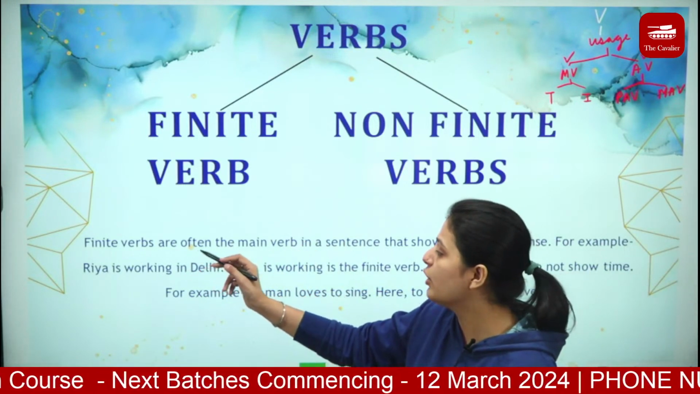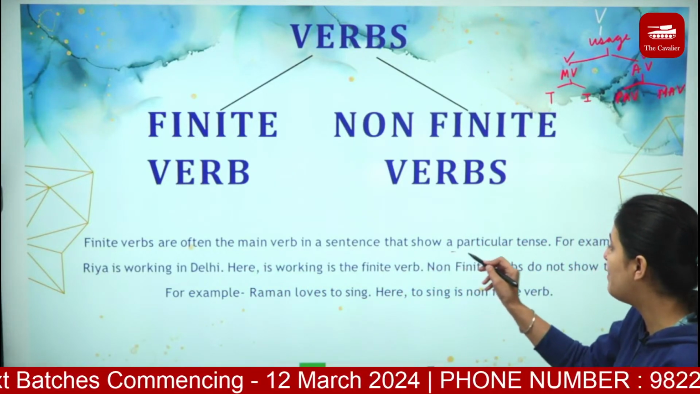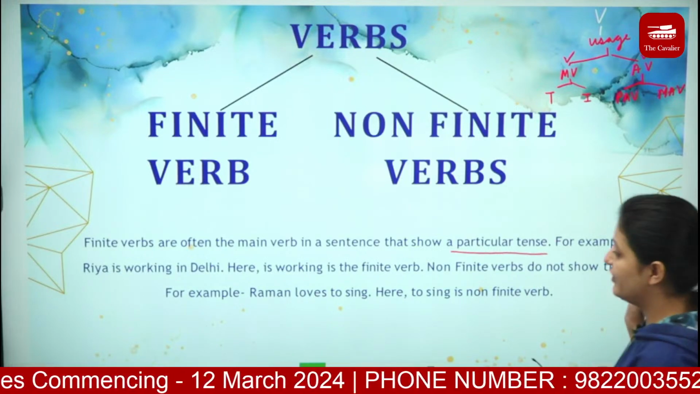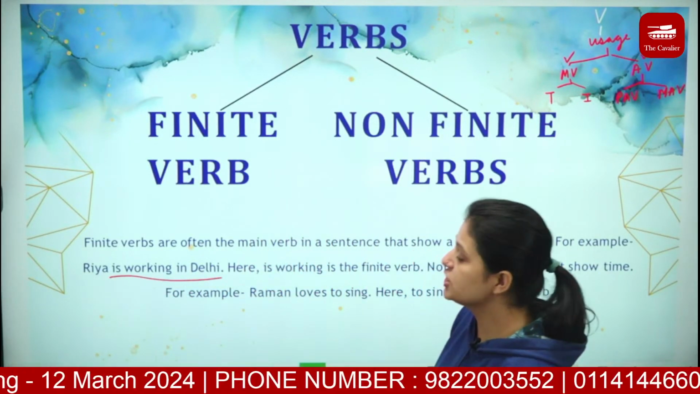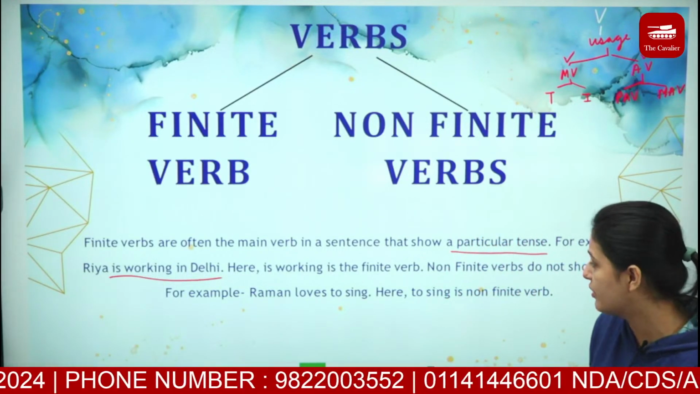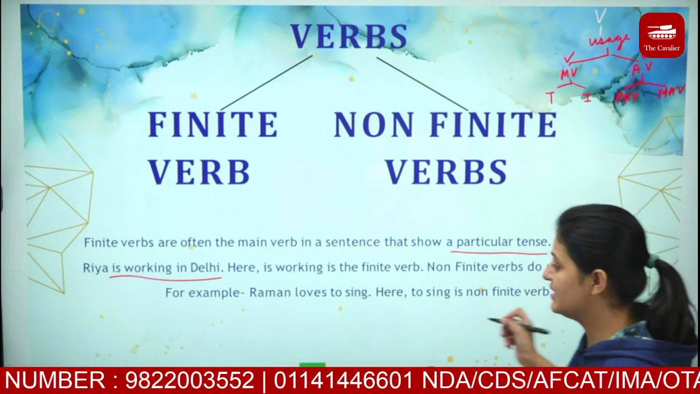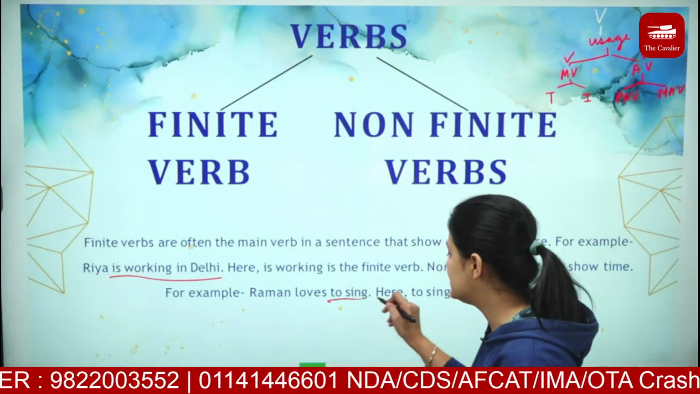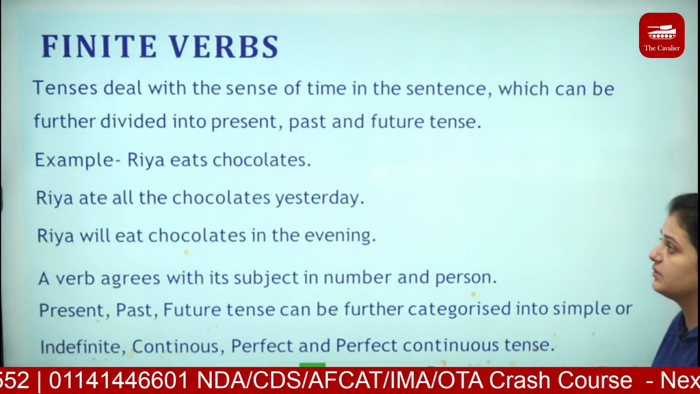Finite verbs are often the main verb in a sentence that shows a particular tense. For example, Riya is working in Delhi. It is showing time frame that an action is in present and in progress. Non-finite verbs do not show time. For example, Raman loves to sing. Here, to sing is non-finite verb.